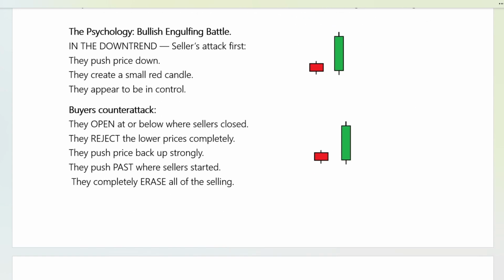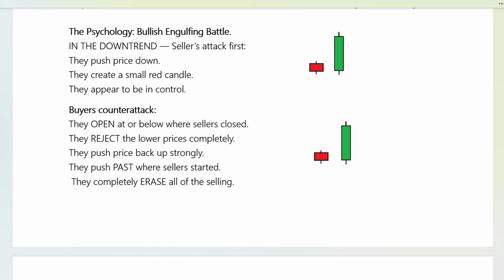The psychology, bullish engulfing battle. In the downtrend, sellers attack first. They push price down. They create a small red candle. They appear to be in control. Buyers counterattack. They open at or below where sellers closed. They reject the lower prices completely. They push price back up strongly.